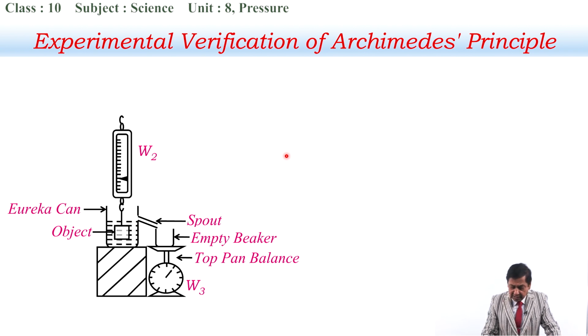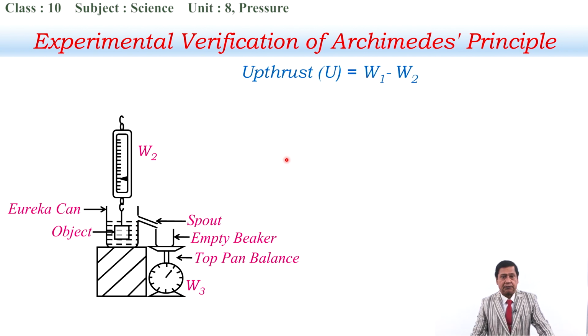Now this difference of weight is upthrust. Upthrust is equal to W1 minus W2. You know about this. Now, what do you think? When it is immersed into the water, water certainly goes out, and we are going to collect this water in this empty beaker. Now the beaker will be filled with this displaced water. Displaced water comes out and goes to the empty beaker.